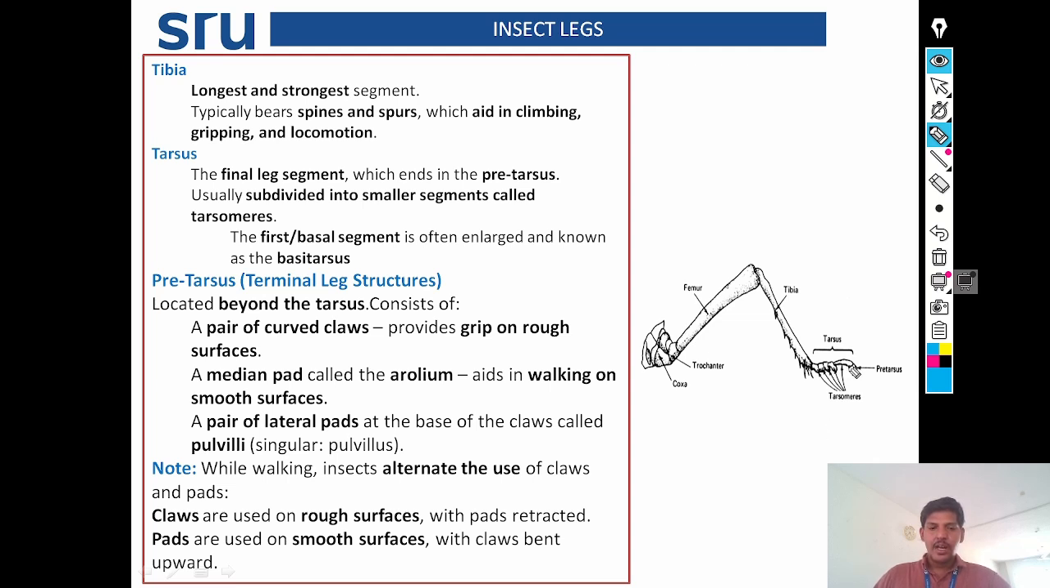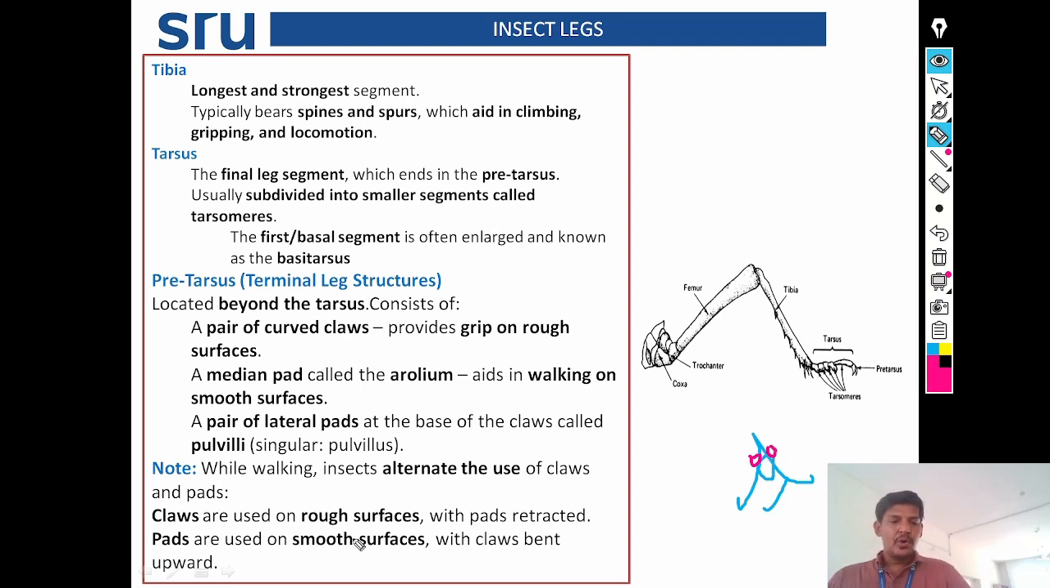In between these claws, a median pad is there. That pad is nothing but the arolium. This aids in walking on smooth surfaces. A pair of lateral pads at the base of the claws are known as pulvilli.